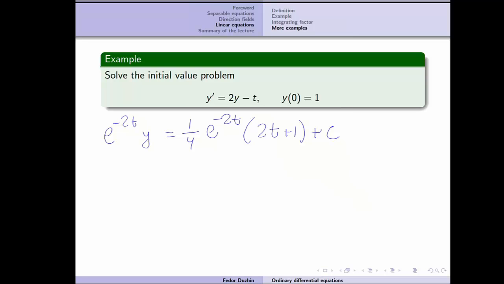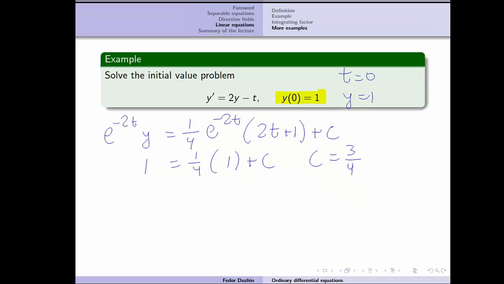Now let me use the initial condition. Right? So according to the initial condition, t is 0 and y equals 1. Right, so I'm going to substitute this. E to the 0 is 1, y is 1, so the left hand side is 1 equals 1/4 times e to the minus 0 again is 1 times 0 times 1 plus c. So c is 1 minus 1/4, which is 3/4.